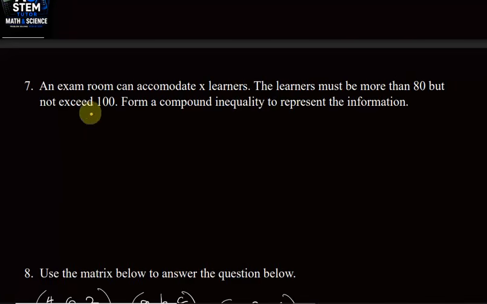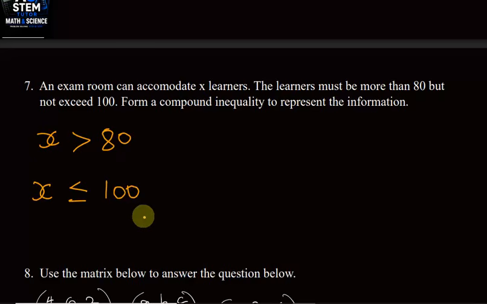Next question. An exam room can accommodate x learners. The number of learners must be more than 80. So the number of learners must be greater than 80, but not exceed 100. They must not exceed 100. So they can be 100, but not exceed. So they should be less than or equal to 100, either 100 or less. This is what it means.